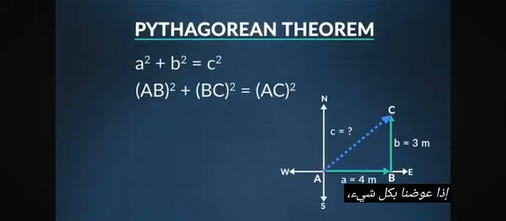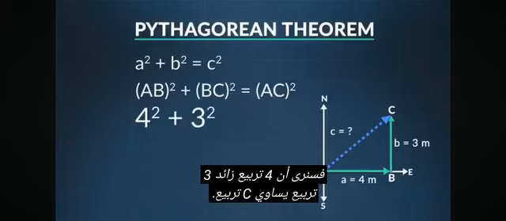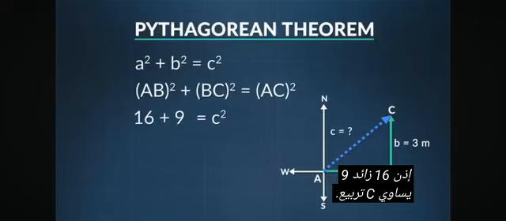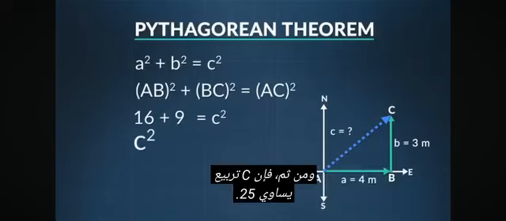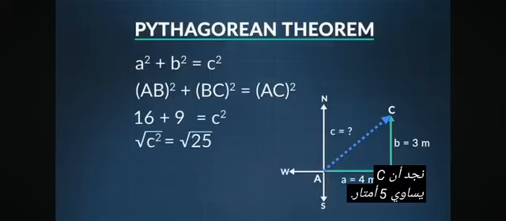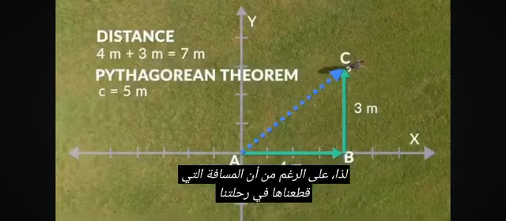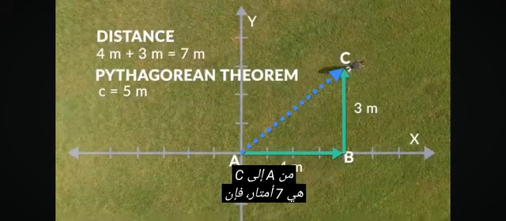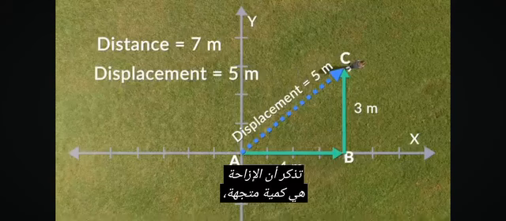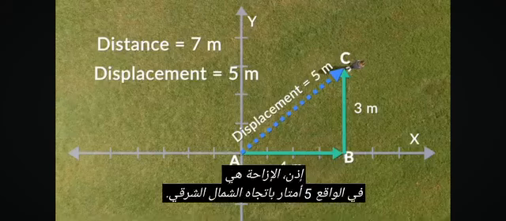If we plug everything in, we see that 4 squared plus 3 squared is equal to C squared. So 16 plus 9 is equal to C squared. Hence, C squared is equal to 25. If we take the square root on both sides, we find out that C is equal to 5 meters. So even though the distance we traveled in our journey from A to C is 7 meters, our displacement is 5 meters. Remember, displacement is a vector quantity, so it has both magnitude and direction. So our displacement is actually 5 meters northeast.